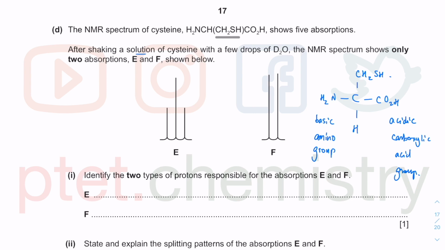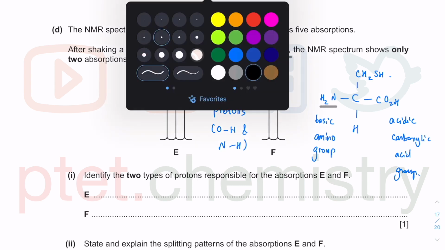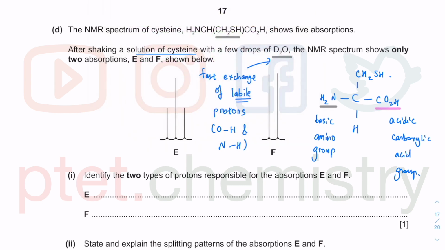Now after we shake a solution of cysteine, so that means cysteine dissolved in water, with a few drops of D2O. We know the purpose of D2O is to do a fast exchange, as stated in the syllabus, obviously. Fast exchange of labile protons. Labile means easily come off. So which ones are labile protons? OH and also NH are labile protons. You have NH there. You also have OH on the carboxylic acid end. So now your spectrum only shows 2 absorptions because this and this will be gone by now as they are labile protons.